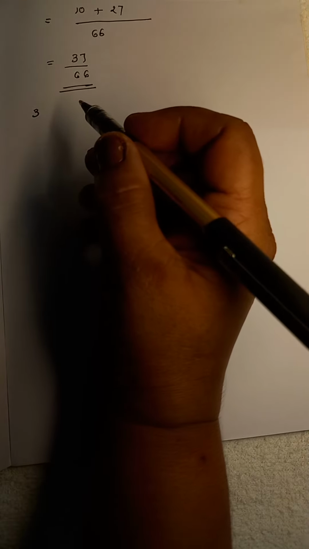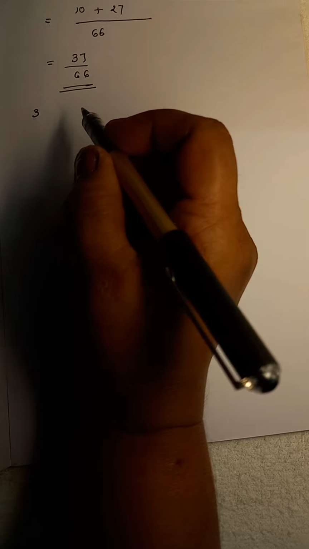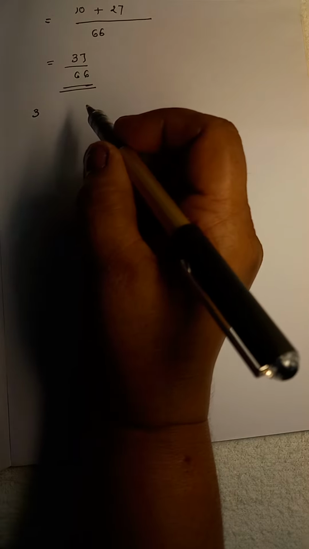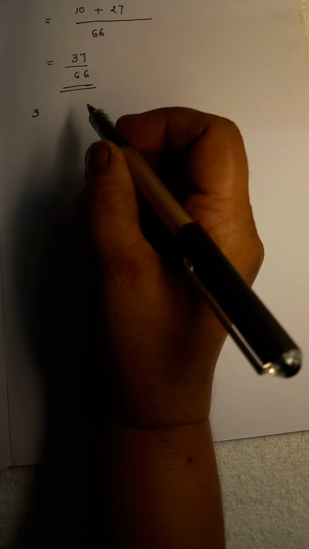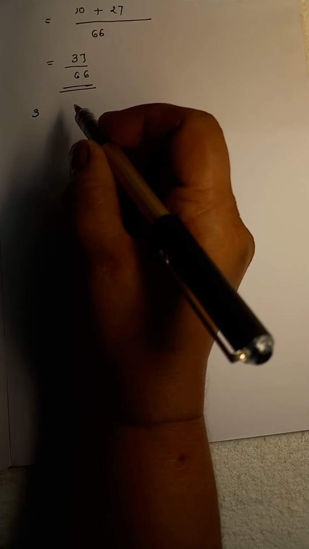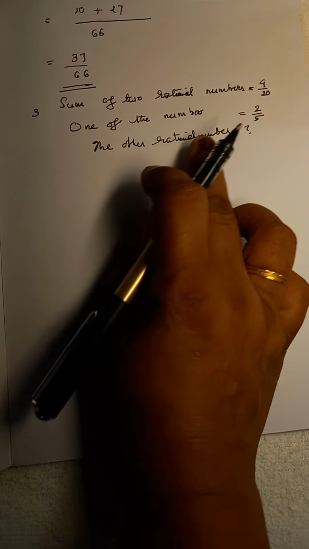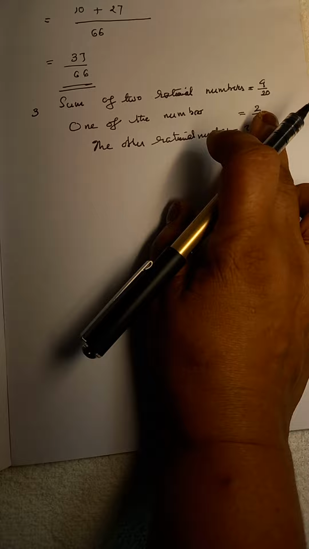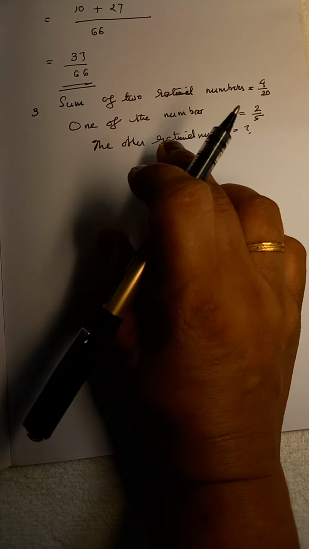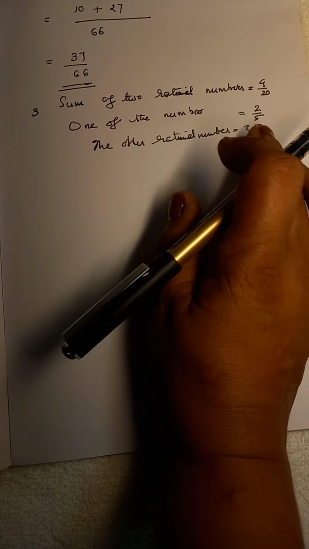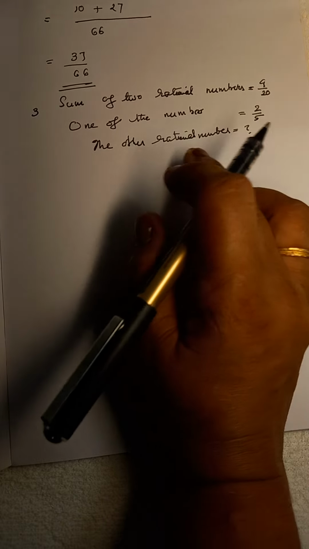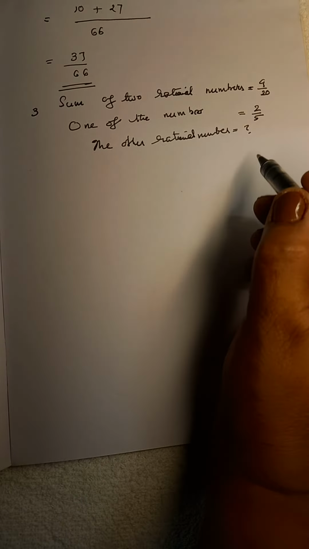Now you please see the text, and in the third question, the sum of two rational numbers is 9 by 20. If one of them is 2 by 5, find the other. Now we can write the statement as: sum of two rational numbers is given as 9 by 20 in the question. One of the numbers is given as 2 by 5. Then the other rational number we have to find out, question mark.